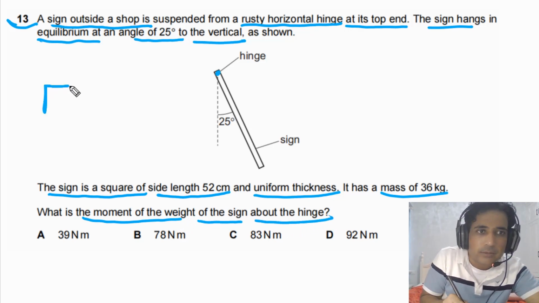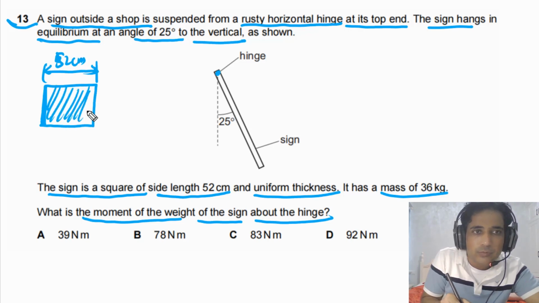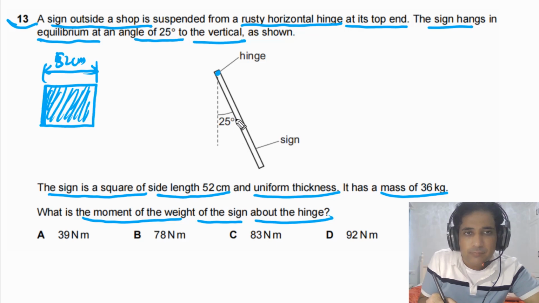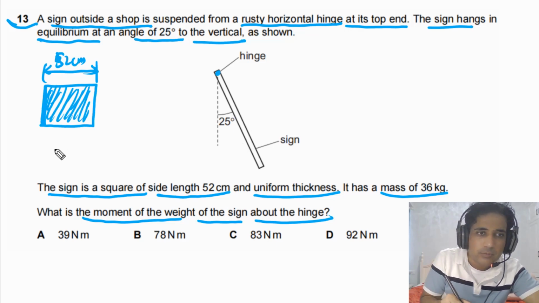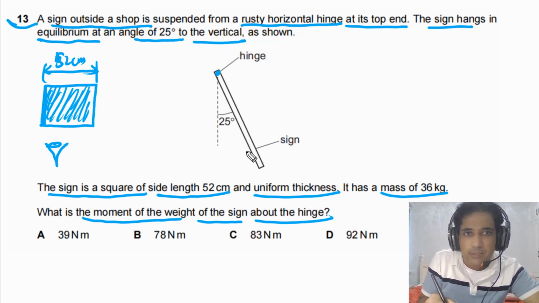First of all, we need to look at the shape of the sign. Shape of the sign is square, meaning each side is equal in length. So simply we can say one side is equal to 52 centimeters and it has uniform thickness. In this figure, we are looking at it from one side, so we will see one side. This one is 52 centimeters in length. So we can say the center of this one is here. So the distance of the center from the hinge is equal to 26 centimeters.